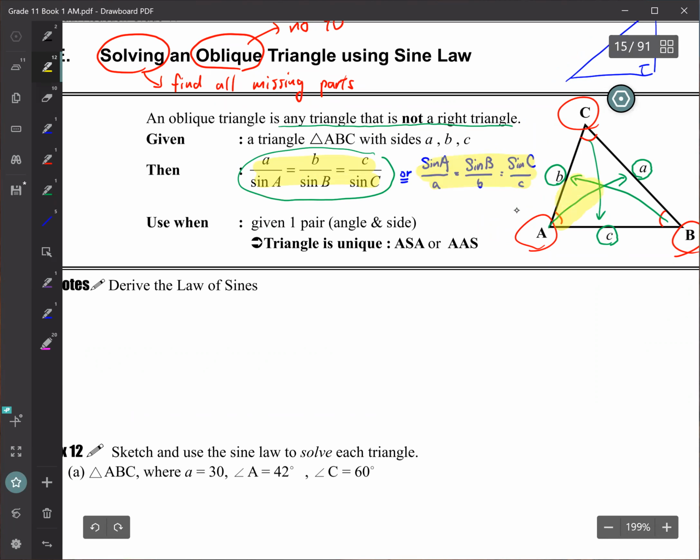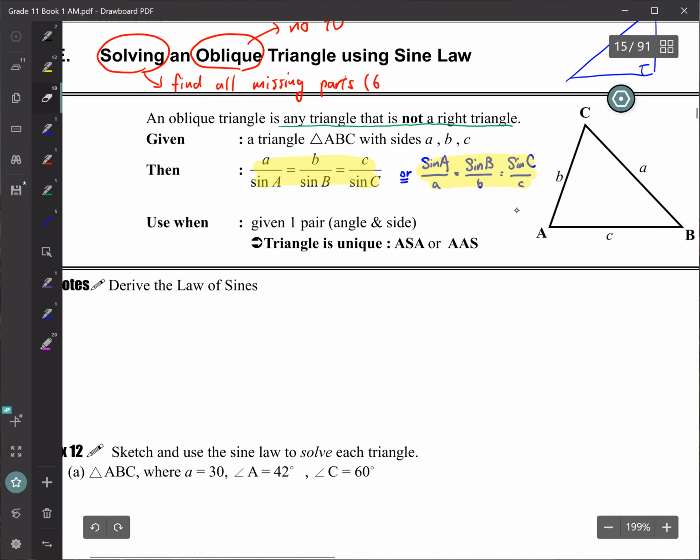So first we are going to derive where this rule comes from. Okay, so in total there will be 6 parts, right? You have 3 angles and 3 sides. So we're gonna solve for all the parts, right? Find all missing parts means there are 6 parts.